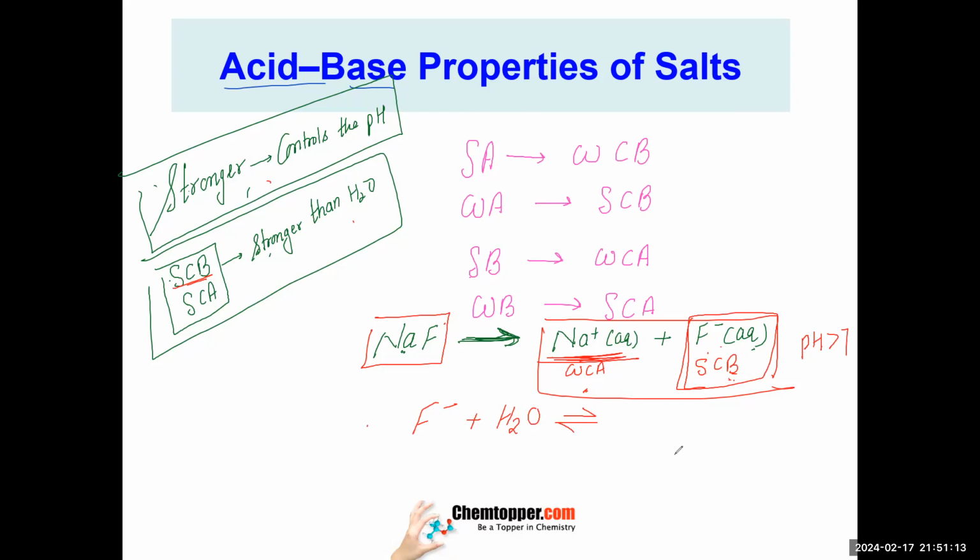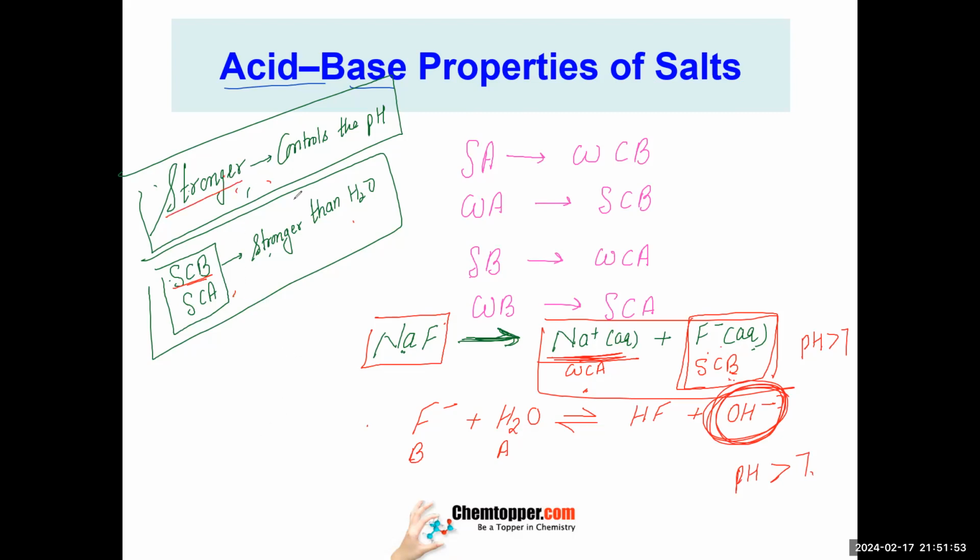F minus is a base here. So water will behave like an acid. It's going to force water to behave like an acid. What's the product? Azuni. Perfect. Very good. Excellent, my dear. And you're getting OH minus. Formation of OH minus in the equation means pH is more than 7. These two lines are clear now.